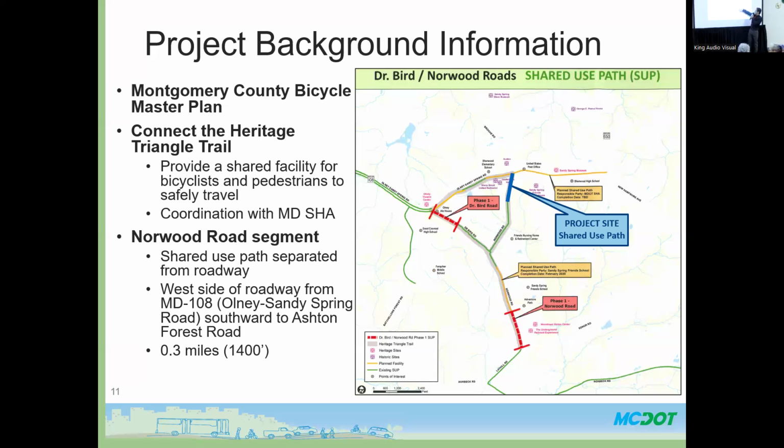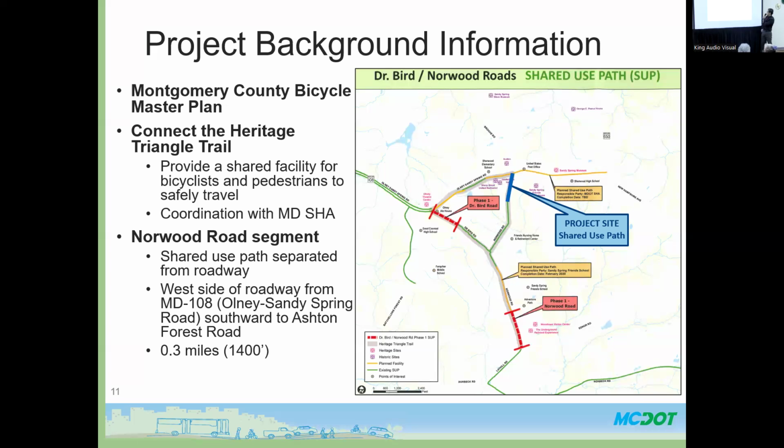And after that, we have projects that are going to be managed by SHA, which will run along 108 here. And we have another connection being made by the Friends Group. As you can see, once all of these projects are completed, we make a complete connection of the Heritage Triangle Trail. And like I mentioned before, it's not only connecting the trail, but it's connecting it to other parts of the county via the existing shared use path.